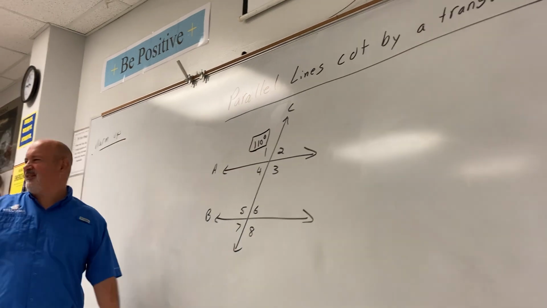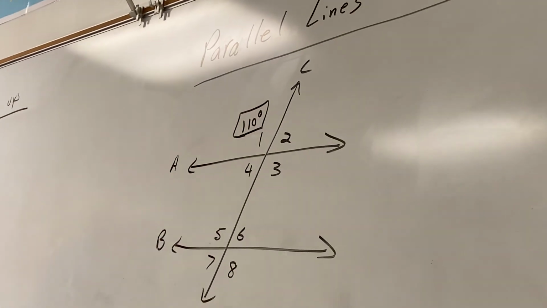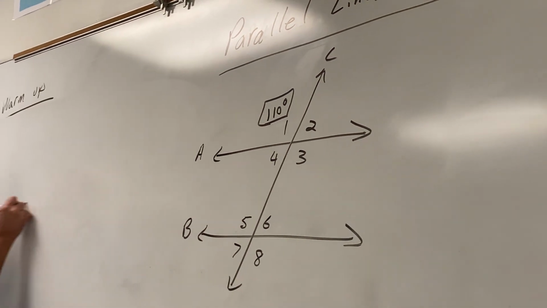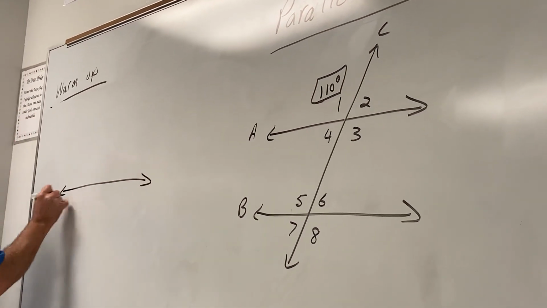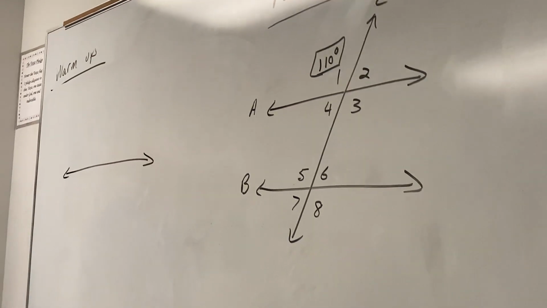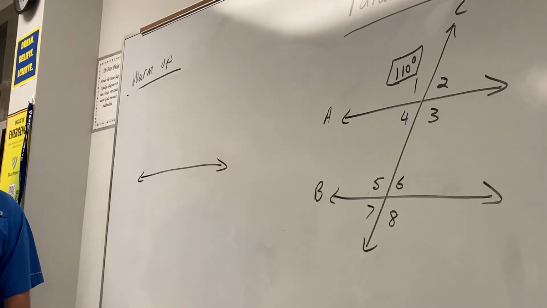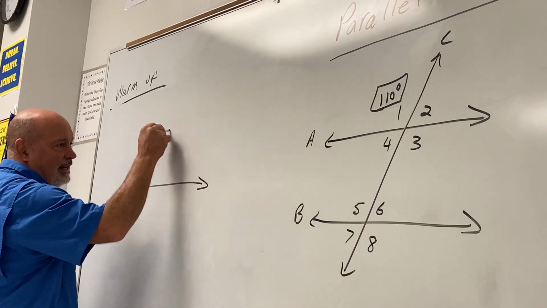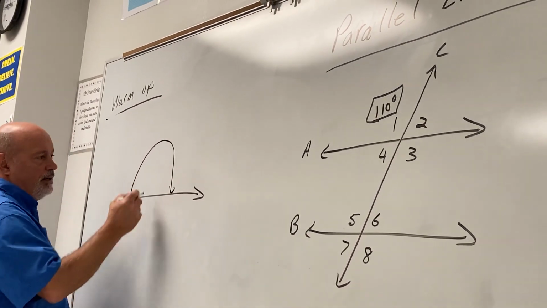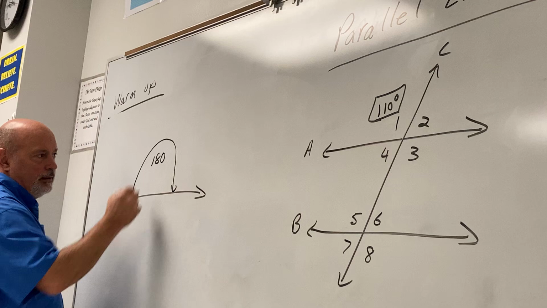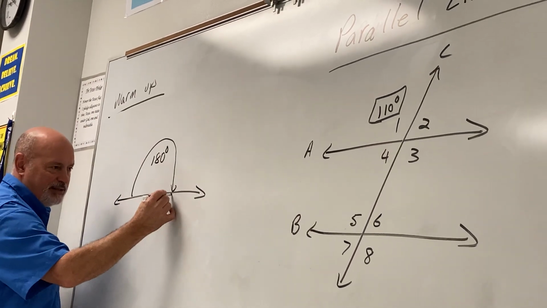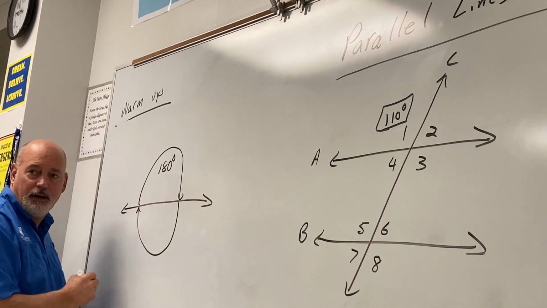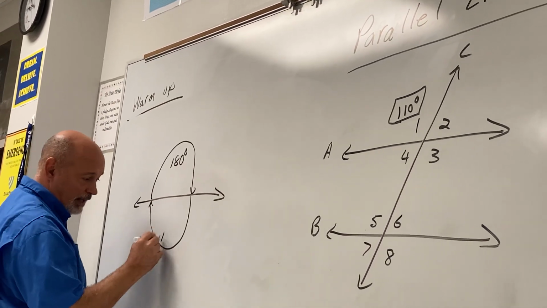If we know one of the angles, we can immediately find out the other 7. Here's why. How many degrees are there in one straight line? 180. Very nice. There are 180 degrees in a straight line. How many are on the other side? 180.